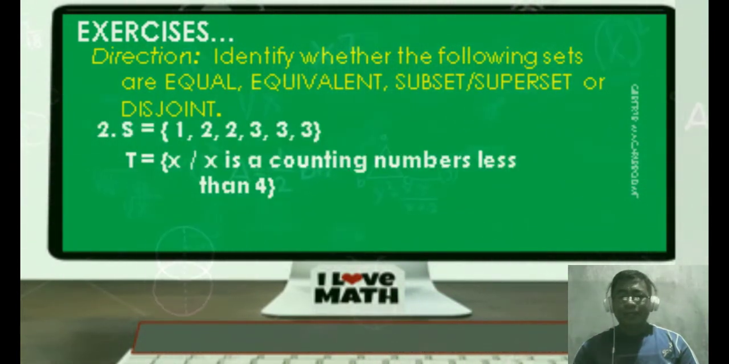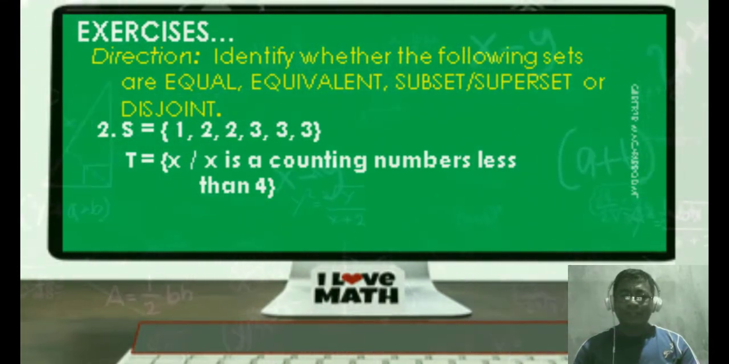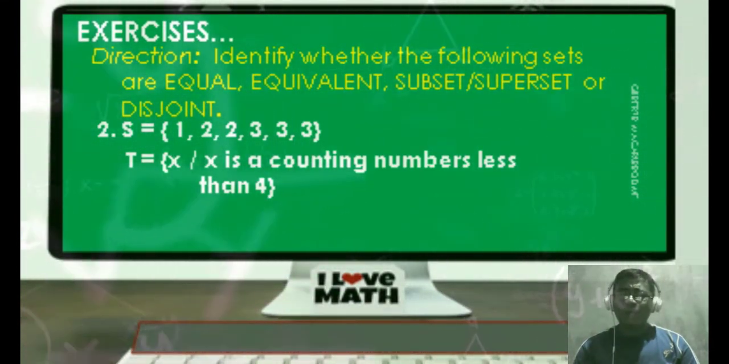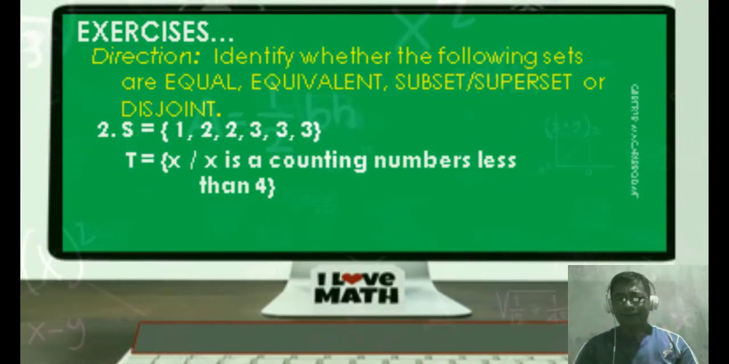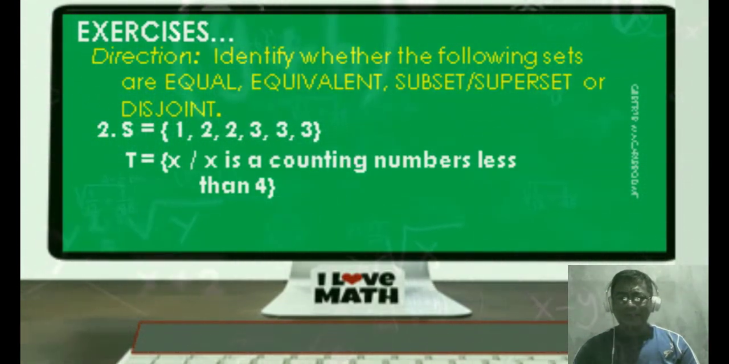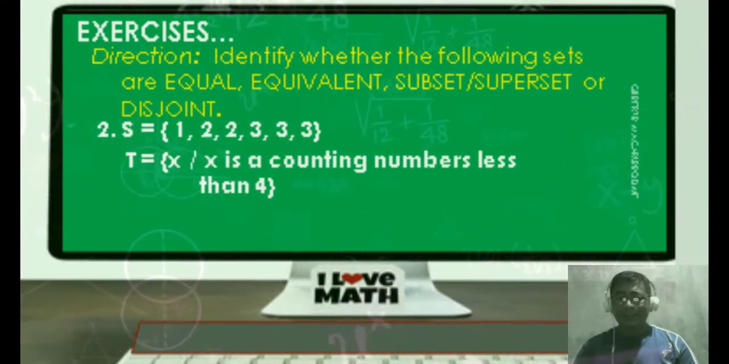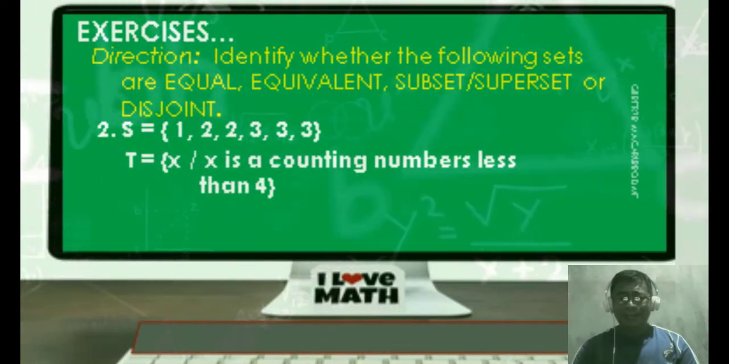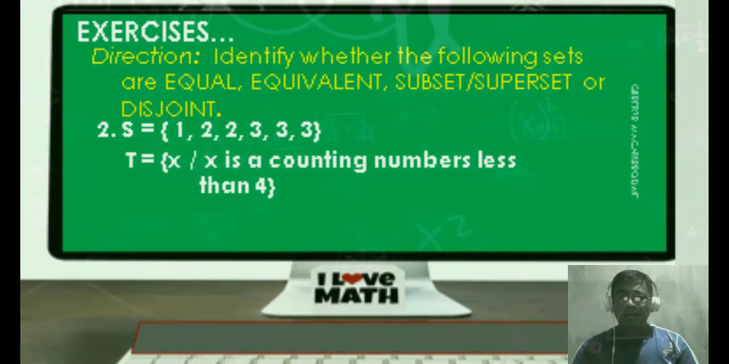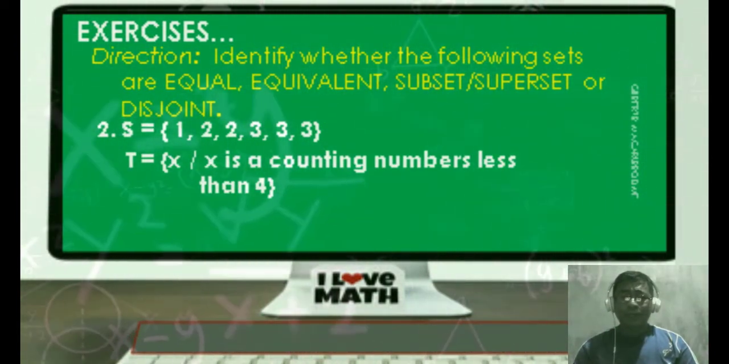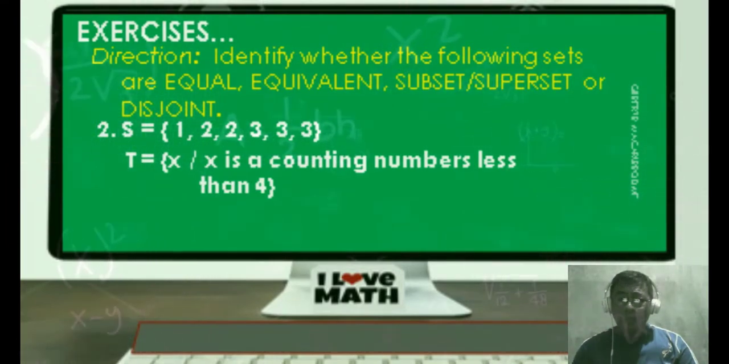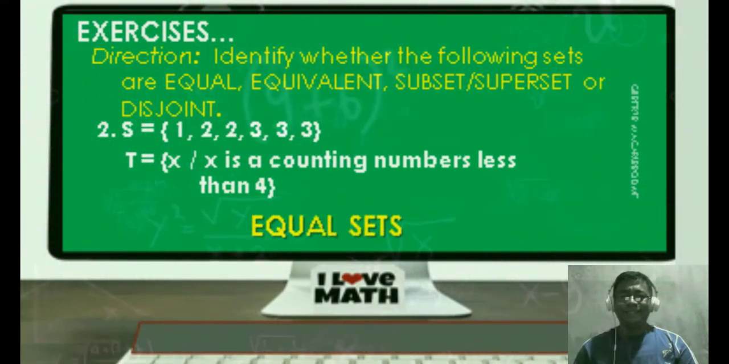Number 2. Set S is equal to 1, 2, 2, 3, 3, 3. Set T is equal to the set of X such that X is a counting number less than 4. So what are the elements of set T? That's right. Set T is equal to 1, 2, 3. How about set S? That's right. It also has 3 elements which are 1, 2, 3. So therefore, S and T are what we call equal sets. Take note of that.